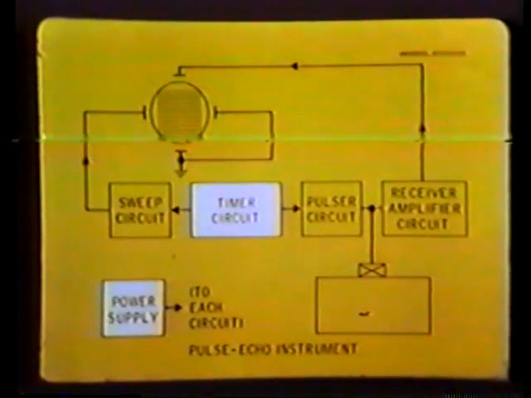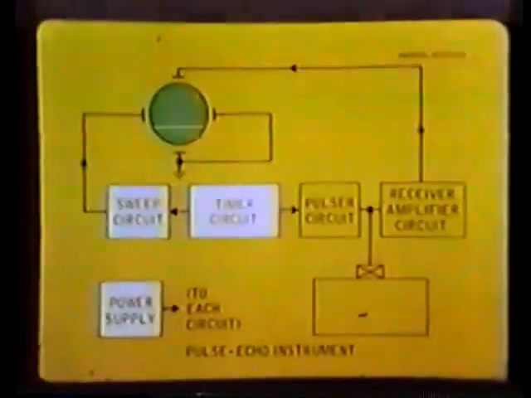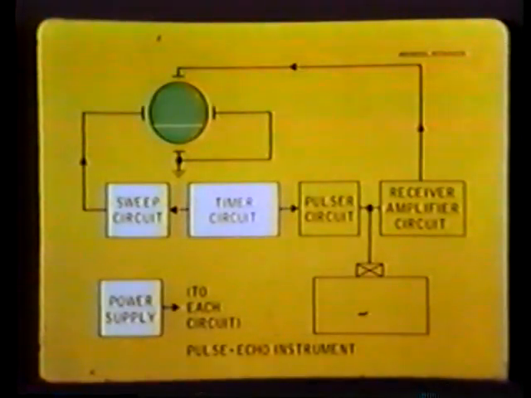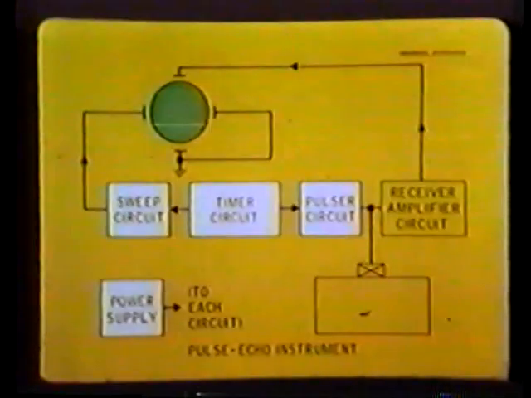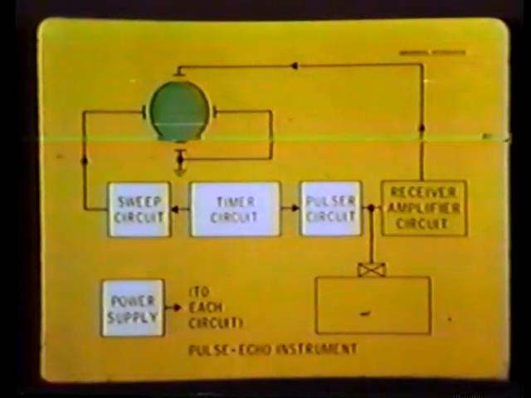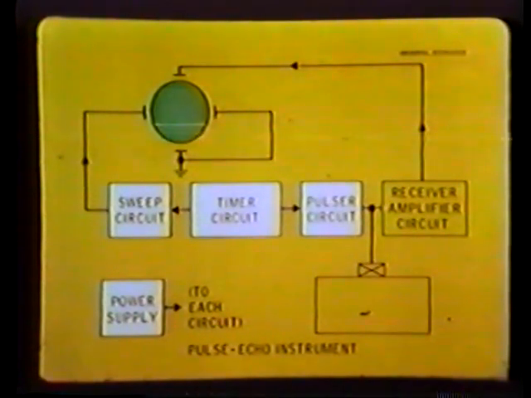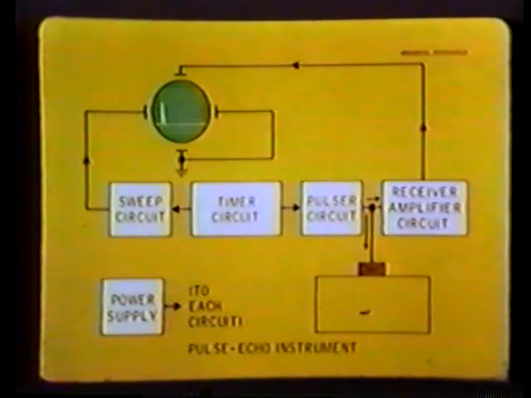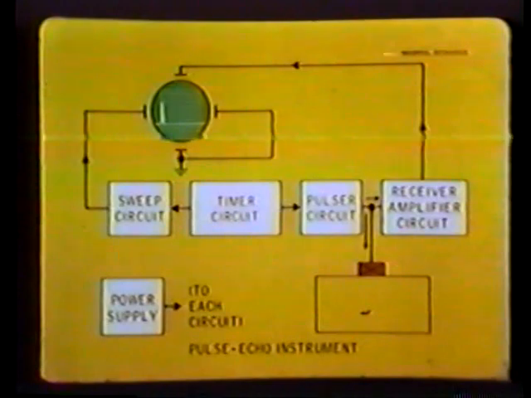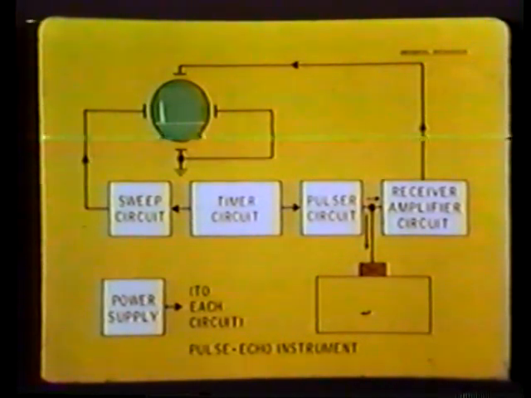The timer circuit controls instrument timing functions such as pulse repetition rate, sweep delay. The sweep circuit controls the CRT sweep functions. And the pulsar circuit, triggered by the timer, generates the high voltage electrical pulses necessary to vibrate the transducer. These pulses are applied simultaneously to the transducer and receiver amplifier. The transducer, in turn, converts the electrical pulses to mechanical vibrations and applies these vibrations to the specimen under test.